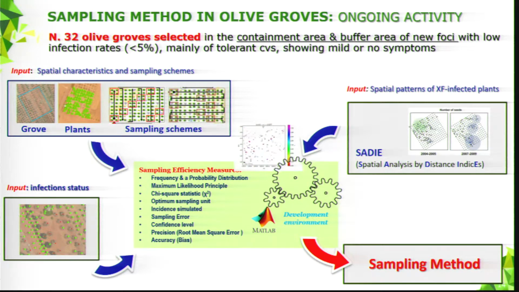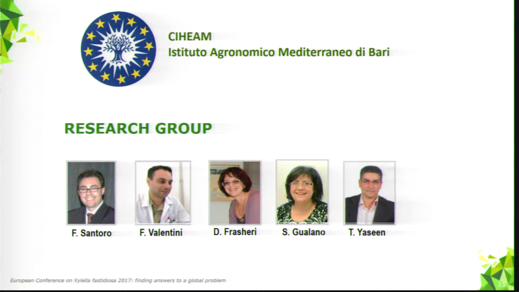And everything will be processed, reducing error in the sampling, and more confidence level, precision and accuracy will be achieved in a sampling method by processing in the MATLAB environment. This is the activity that is already ongoing and is going to be concluded next year, with a statistically based sampling method for olive groves of asymptomatic or tolerant cultivars. And I thank the team for this.